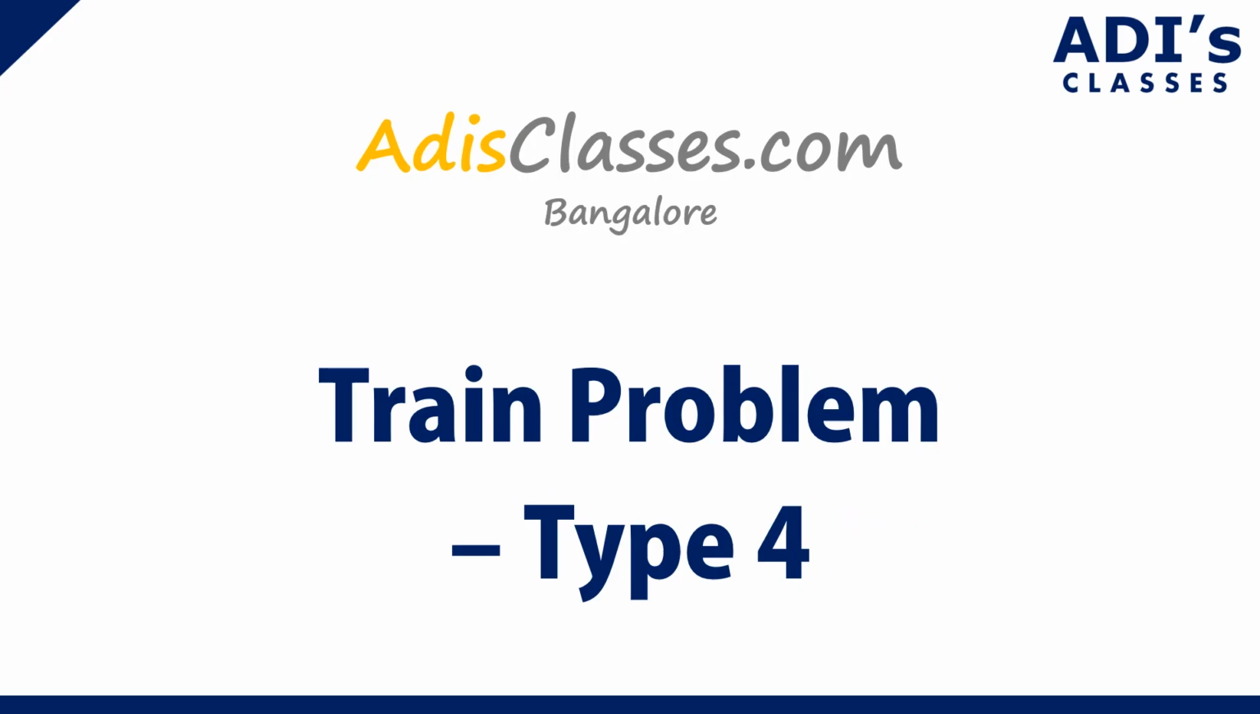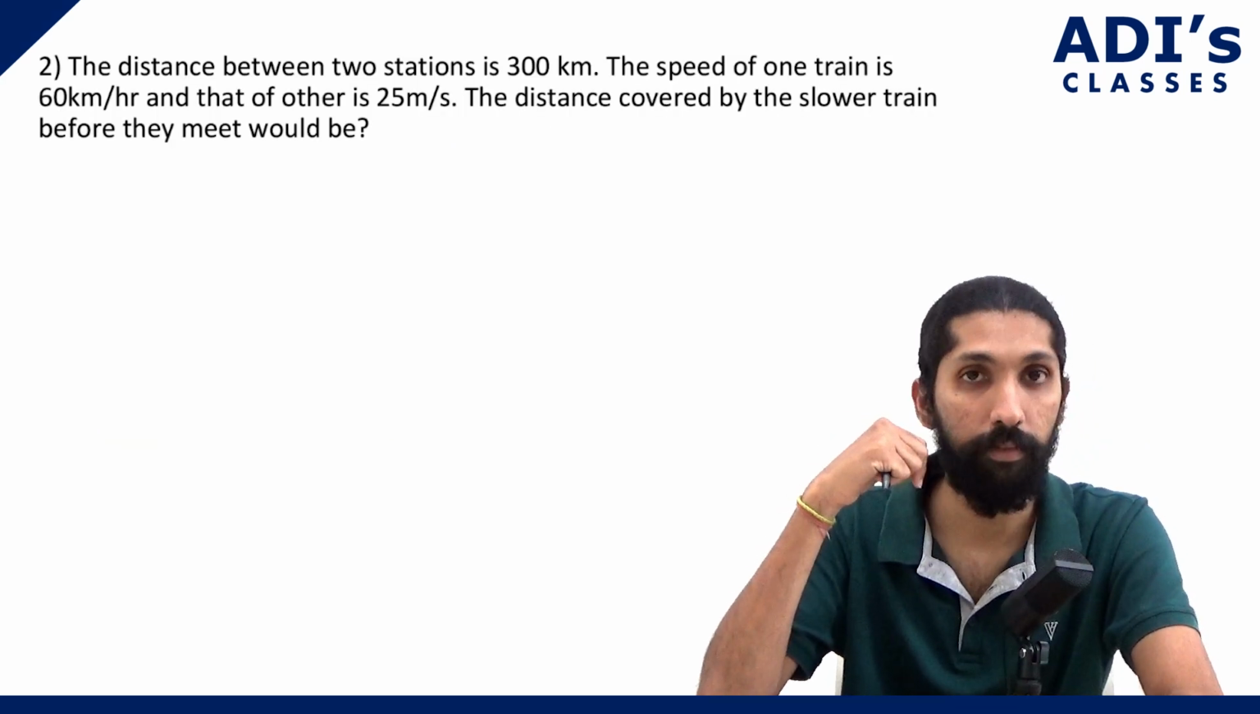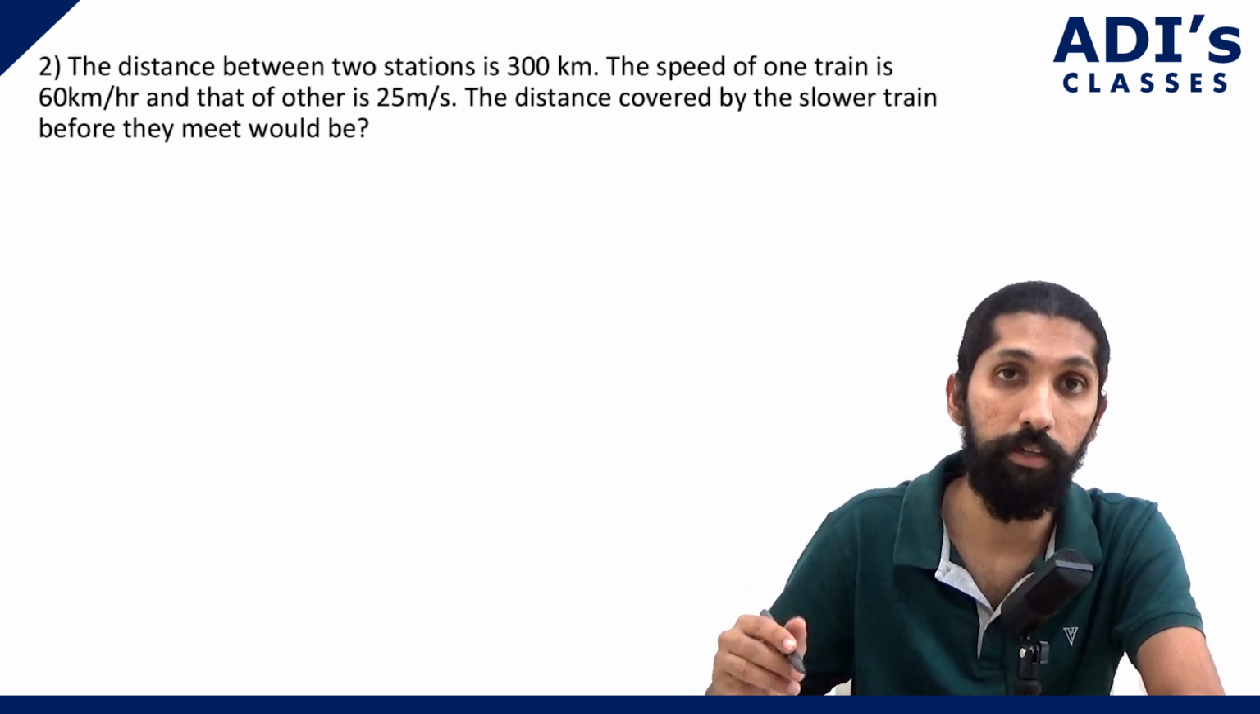This is the next problem of the particular type. So what type are we looking at? We are looking at the type where there are two trains, correct? And the two trains are moving in what direction? Let's look at this particular question.